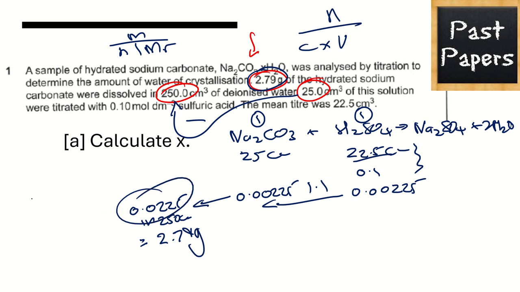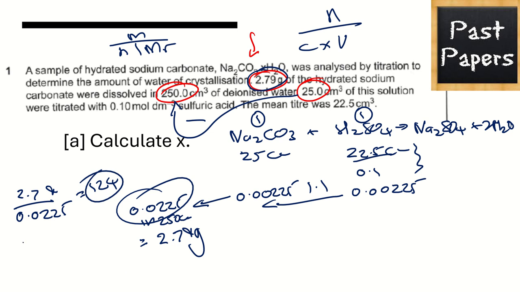So therefore I have 2.79 divided by 0.0225. Let me just do that in my calculator. 2.79 divided by 0.0225 gives me 124. That's a reasonable number. I'm sort of thinking I'm on the right track here with that number.